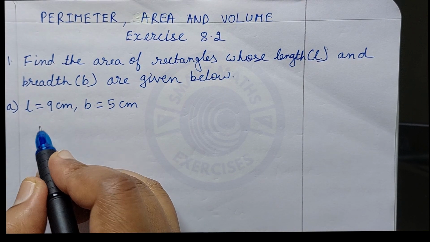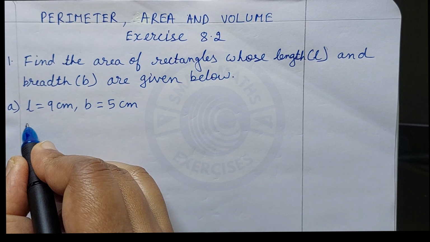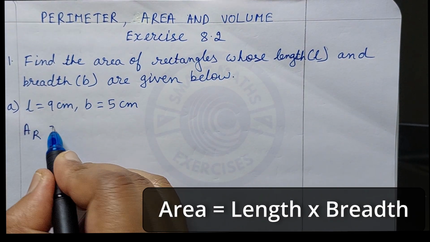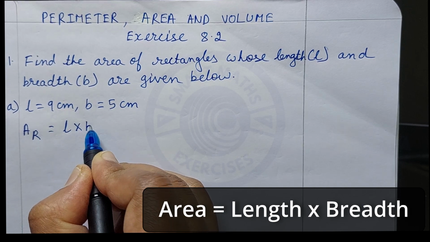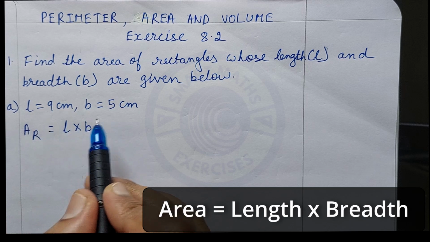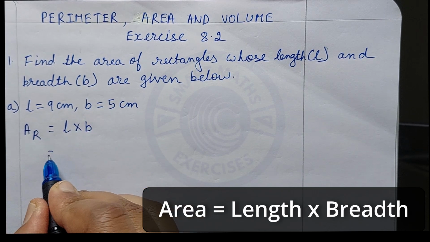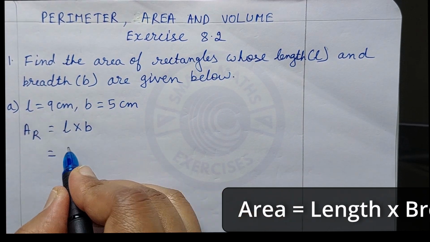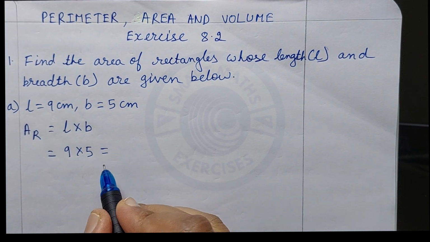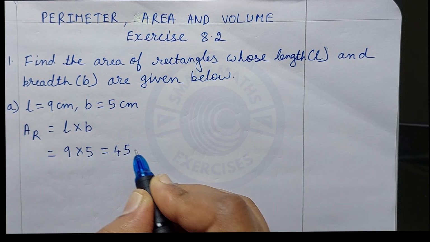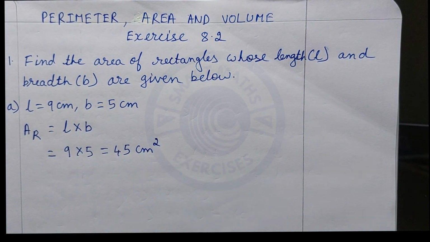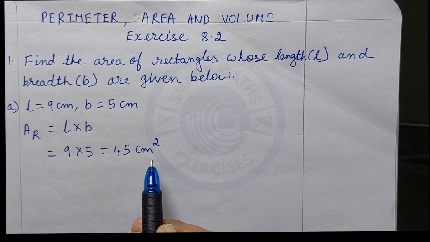First let us represent area of rectangle as A of R. Now the formula to find the area is L into B, that is length into breadth. Here in the question length is given and breadth is given. So length is 9, breadth is 5. 9 into 5, 9 5s are 45. Centimeter into centimeter, so it is centimeter square. So the answer is 45 centimeter square.